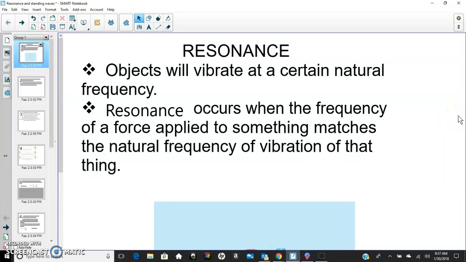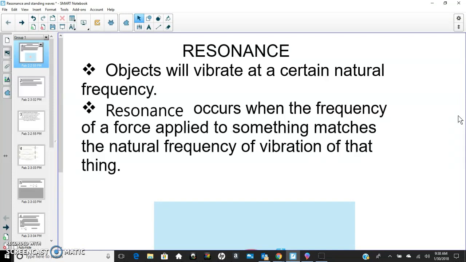Today we're going to talk about resonance, and we're going to talk about standing waves. Now, resonance occurs when the frequency of a force you apply matches the natural vibrating frequency of an object. So objects have a natural frequency they vibrate at. When you apply a force at that frequency, they will begin to vibrate.